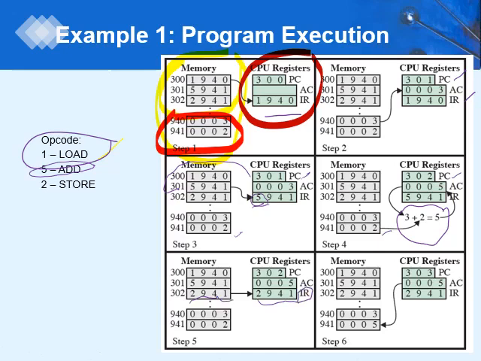Put it inside IR. And opcode 2 means store. We want to store the content of our accumulator inside address 941. And step 6 showed that. So 005, we store it inside 941. So this is how the execution cycle works.